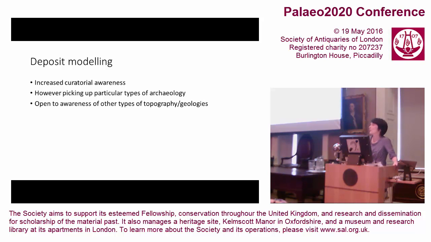As we're thinking of working towards the future, I think one of the things we need to think about is how these may be picking out particular types of archaeology. So the concentration on archaeology in floodplains, and in targeting little sand and gravel areas, is maybe picking up certain types of settlement, for example.